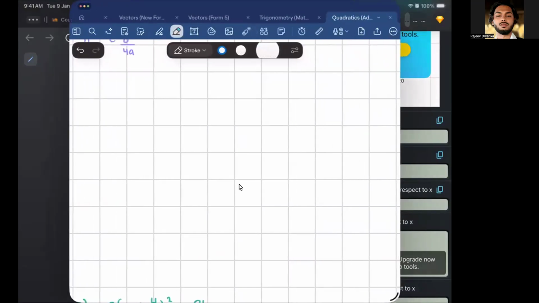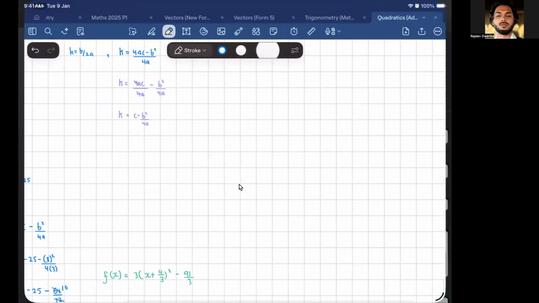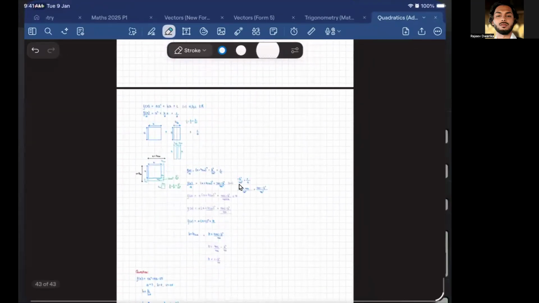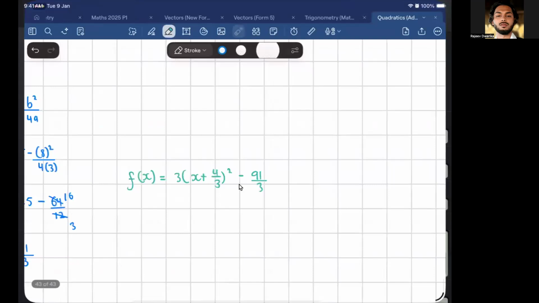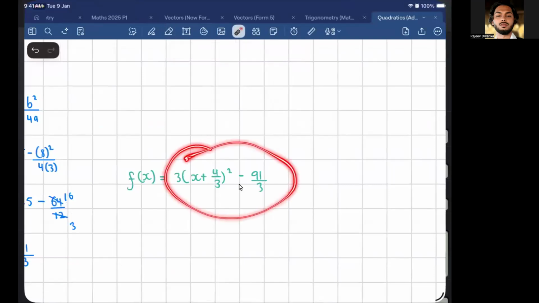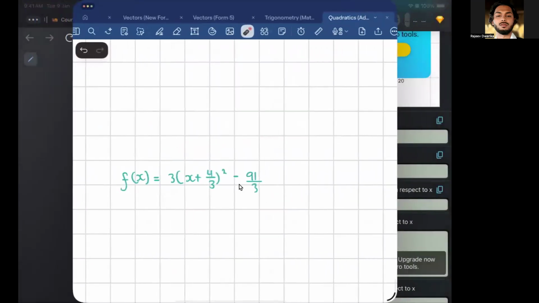Even if you do the long way, the answer is 100% wrong. You understand why it's wrong? Yes, sir. Because you're supposed to get back the original quadratic you started with. If I were to expand this here, what should I get back? You're supposed to get back 3x squared plus 8x minus 25.